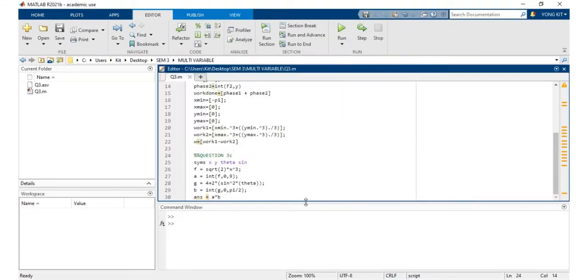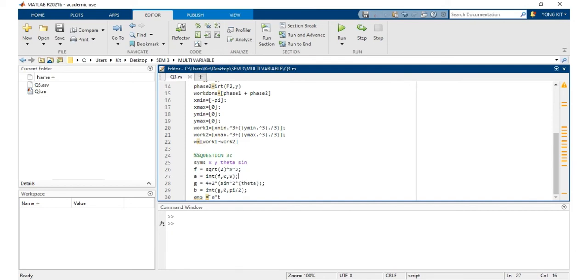So for the last question, question 3C, the question asks us to find the area of the first octant of the portion of the cone. So I set these variables using SYMS to represent the mathematical objects, and then after I get the equation for square root 2 x cube, I save it in the f variable, and then I want to integrate the variable of f, for the limit from 0 until 9.